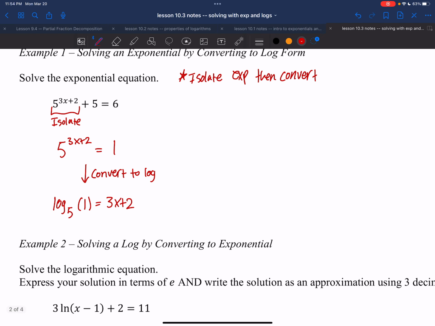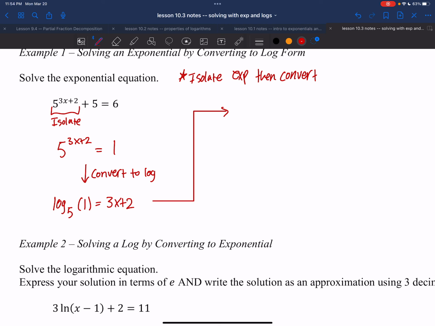Now, seeing that, I'll tell you this. Sometimes you can evaluate this logarithm by hand. Sometimes you can't. If I said log base 5 of 2, you actually can't evaluate that by hand. You need a calculator to do an approximation.